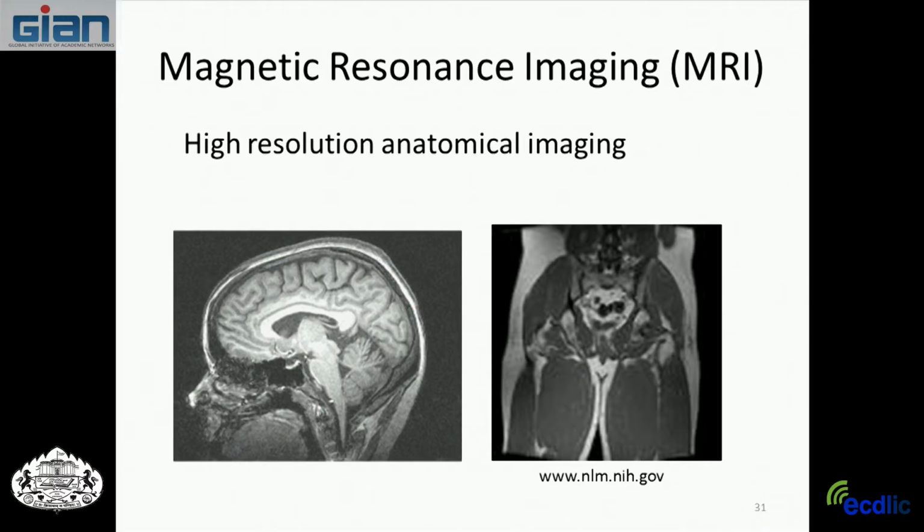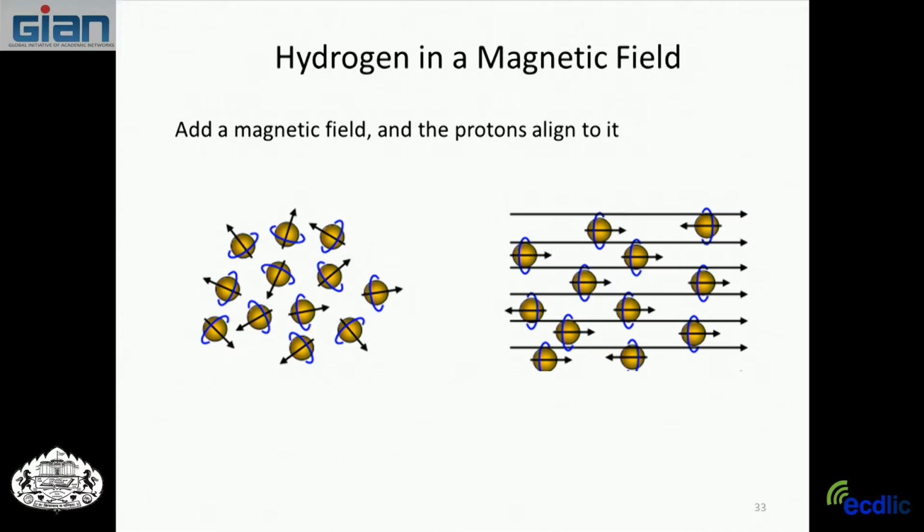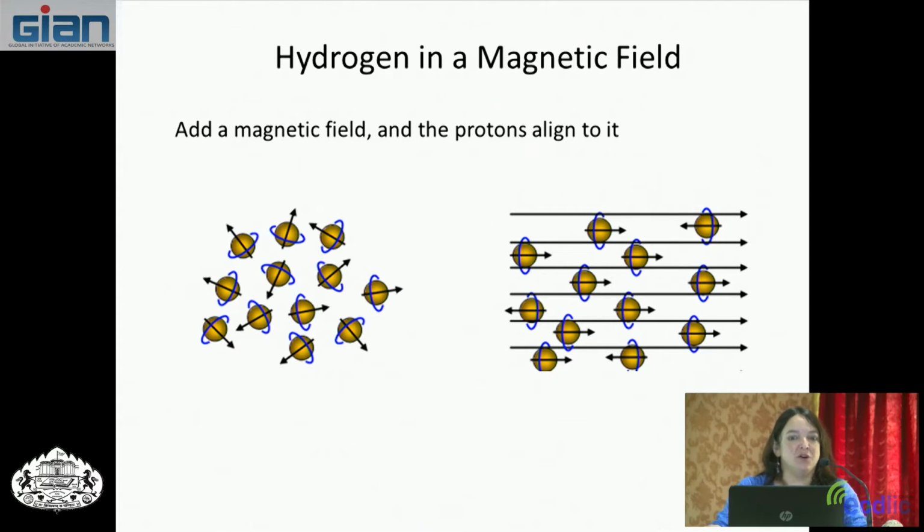Okay, and then we went on to talk about MRIs. This is the high resolution anatomical imaging. And we talked about all these different things: magnetism, nuclear spin, precession, the RF pulse, the free induction decay signal, T1, T2, T2 star, and how we get contrasts in the image using these T1 and T2 properties of tissues. So I'm just going to go briefly through this again. I hope you guys aren't too bored. So I always think that repetition is one of the best ways to learn something. So I'm just going to go through this quickly again.